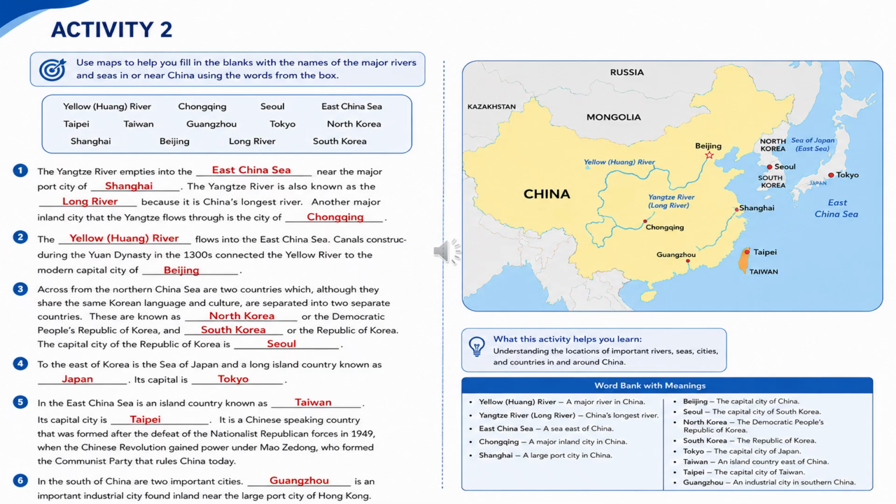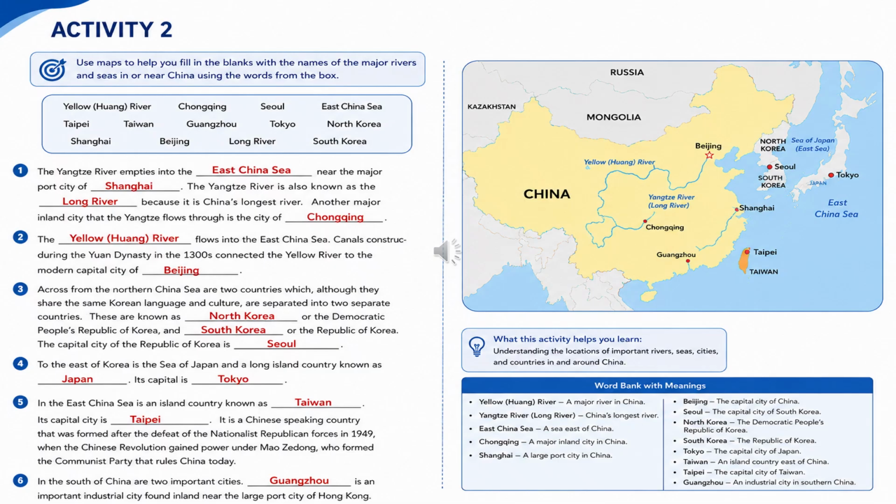The Yangtze River is also known as the Chang River, the long river, because it is the longest river in China. Another important city through which the Yangtze River flows is Chongqing. Now let's move to question number 2. The Yellow River, also known as the Huang River, also flows towards the East China Sea. During the Yuan dynasty, canals were built to connect the Yellow River with the capital city, Beijing.